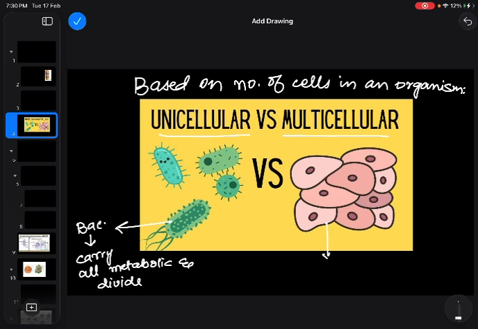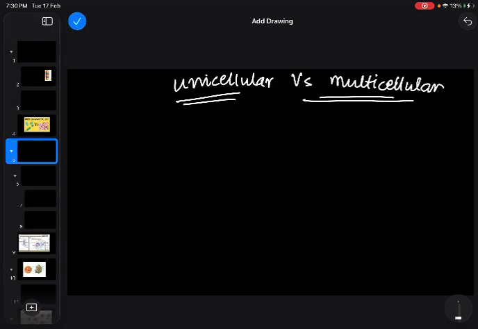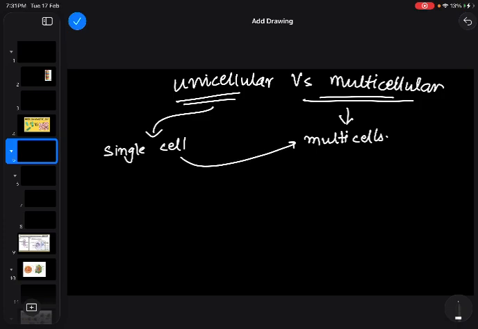But in case of multicellular, many cells come together to form an organism, so that are called multicellular organism. So unicellular and multicellular have certain property, as I said, that these are single cells, and these are multicellular, many cells. So now we'll see how a single cell is being converted to multicellular.